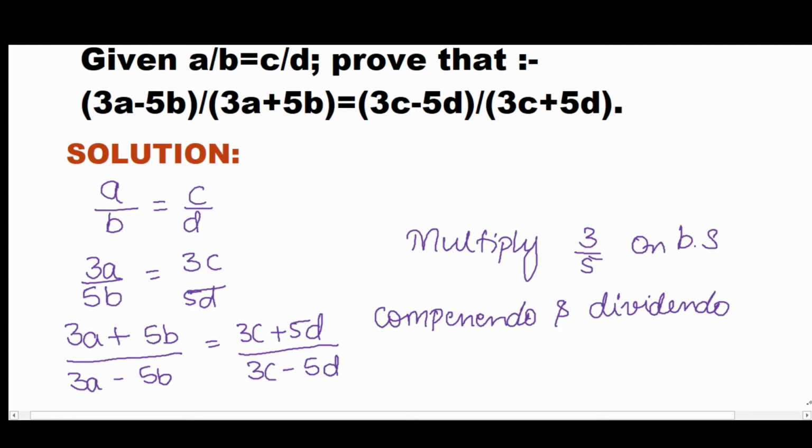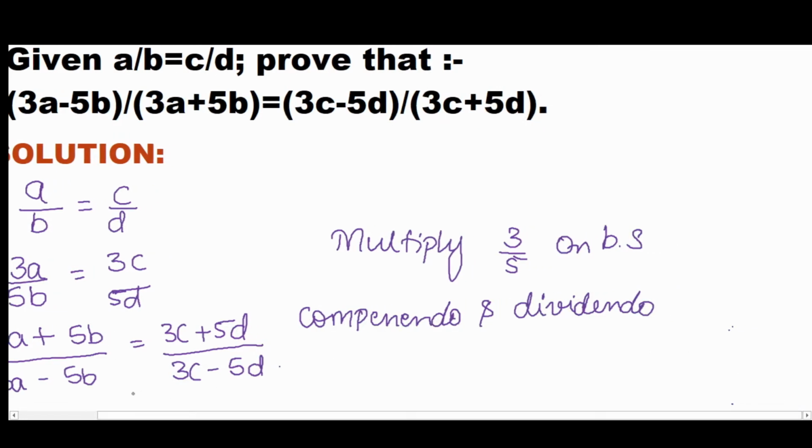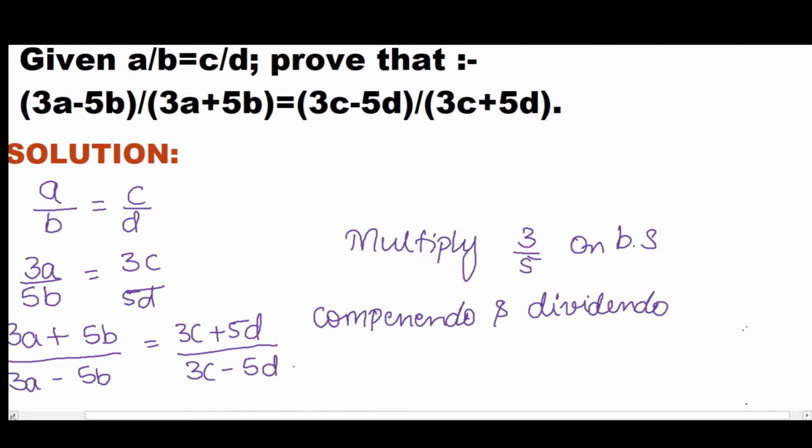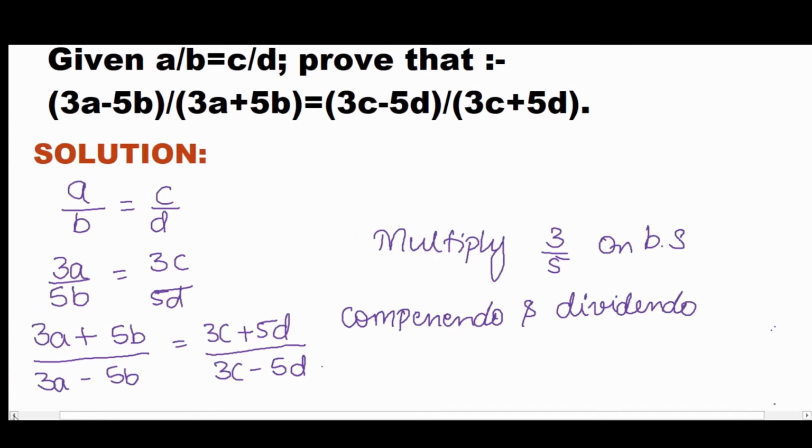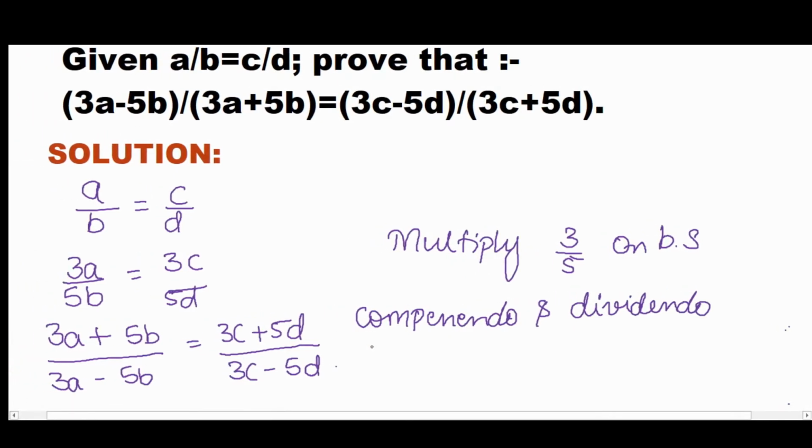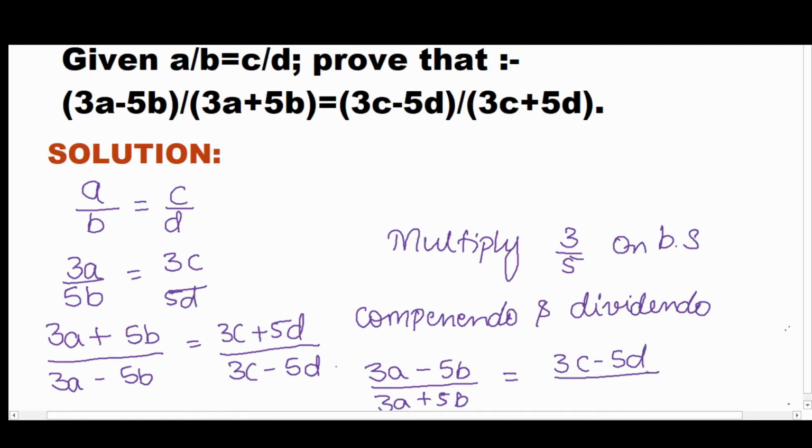But what I need in the numerator? I need the negative term on the numerator. So to bring this numerator, what I will do? So I'll apply alternando. If I apply alternando, it gets converted into 3a minus 5b divided by 3a plus 5b, which is equal to 3c minus 5d divided by 3c plus 5d.